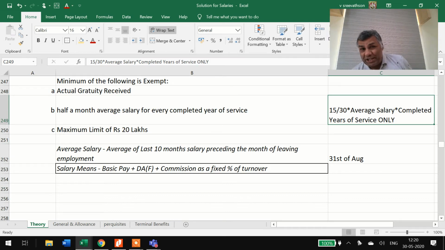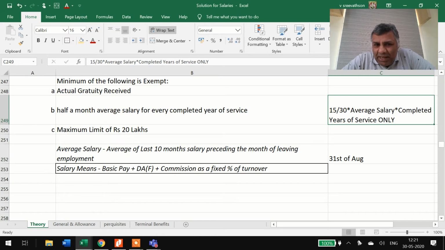A small change in the wordings, a huge difference in the calculation. How? There it is 15 by 26, here 15 by 30. There it is last drawn salary, here average salary. There it is completed years of service rounded off. Here it is only completed years of service. There salary means basic pay plus full DA. Here salary means basic pay plus DA forming part plus commission as a fixed percentage of turnover.